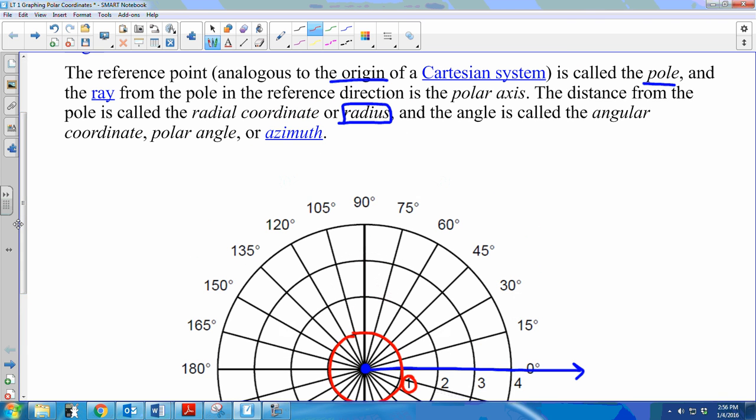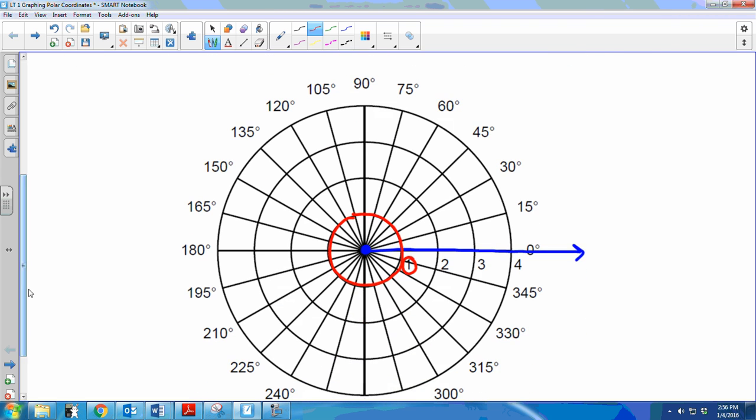And then the angle is called the polar angle. Again, it's based off of 0 degrees, just like the unit circle. So if we're looking at some angle of 45 degrees, then we start at 0 and we stop at 45. That would be your angle theta. Okay?